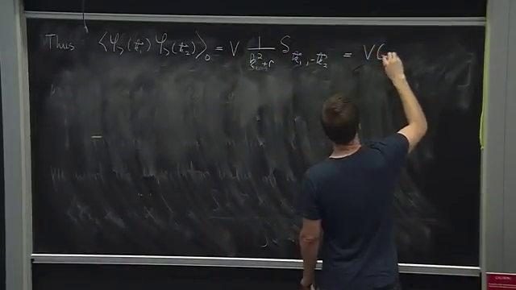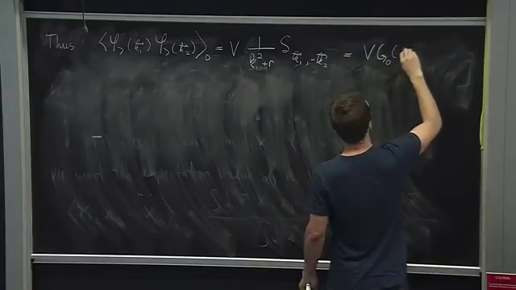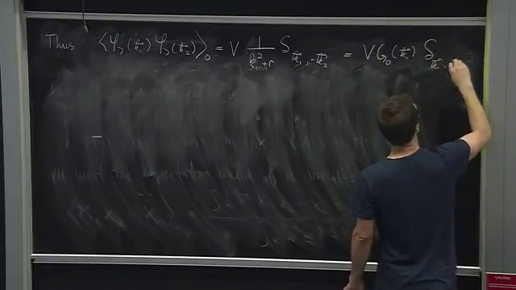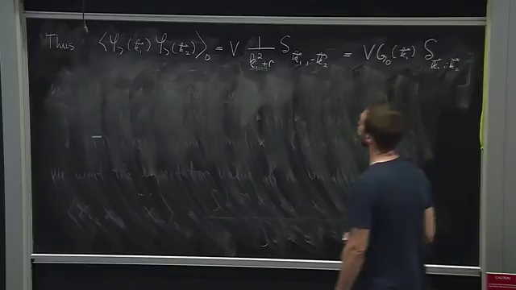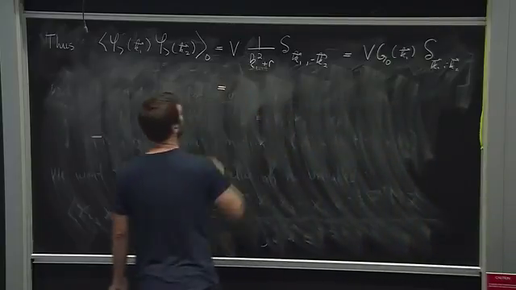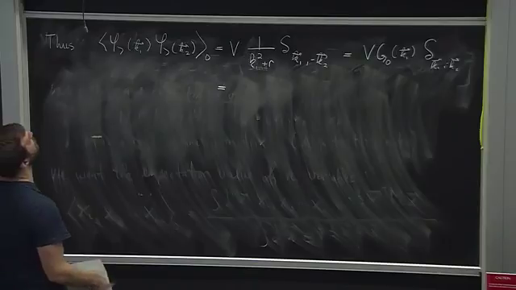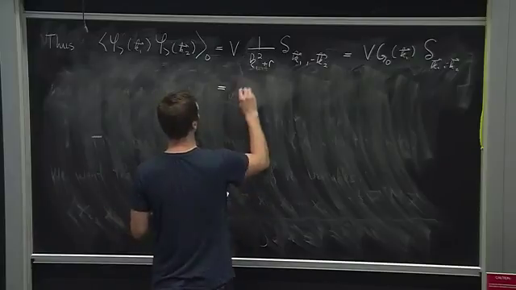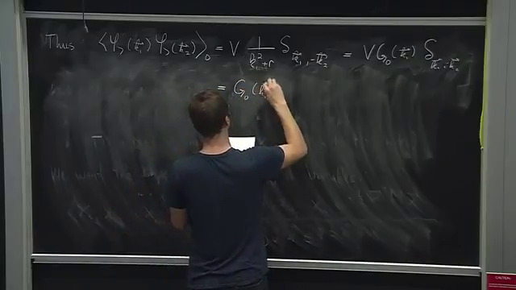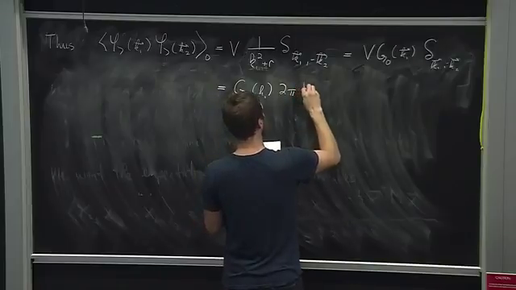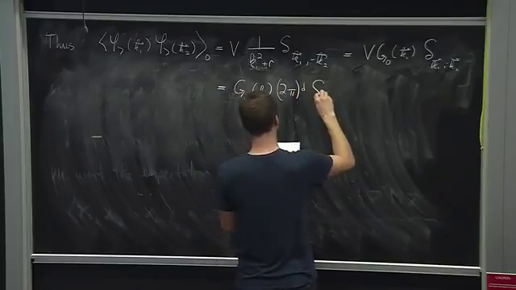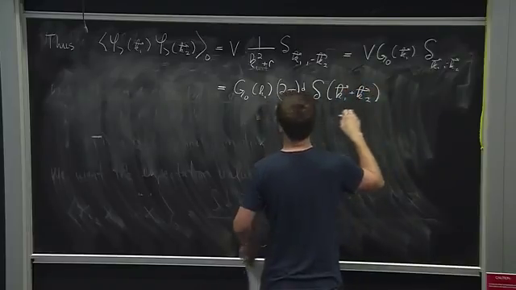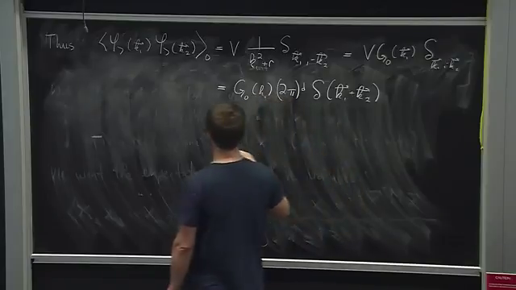Or V G naught K1 delta K1 K2 minus. And that V is related, you know, you just replace that as I have done before with 2 pi to the D in the continuum. So G naught K1 2 pi D, and that delta function turns into K1 plus K2. So that's what we will use.